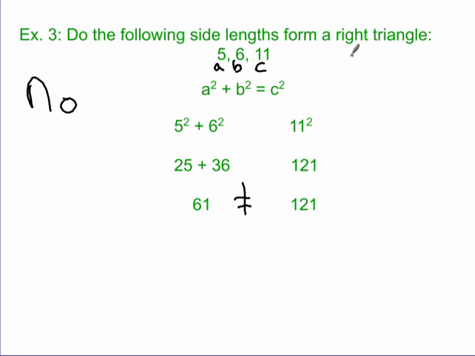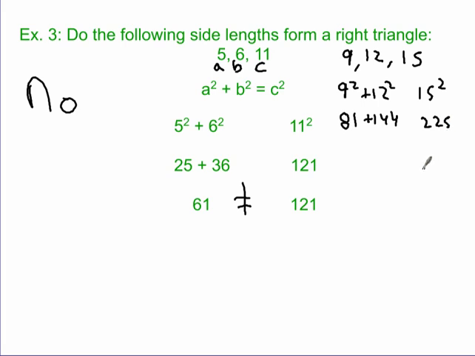One set of three sides that do form a right triangle is if I was to use 9, 12, 15. 9 squared plus 12 squared and 15 squared. 9 squared is 81. 12 squared is 144. 15 squared is 225. 81 plus 144 is 225. 225 equals 225. So these would form a right triangle.